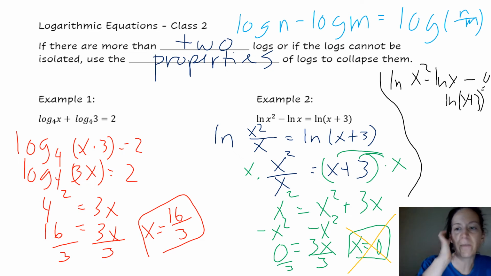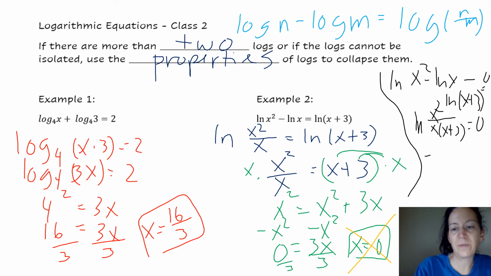That'll leave you with a 0 on the left. That's an x. And then you could collapse all 3 of them, which would give you natural log of x squared over x times x plus 3. And then this would be e to the 0 equals that lovely thing. I'll go ahead and distribute that x. This is equal to 1 and we end up in the same place. Okay.